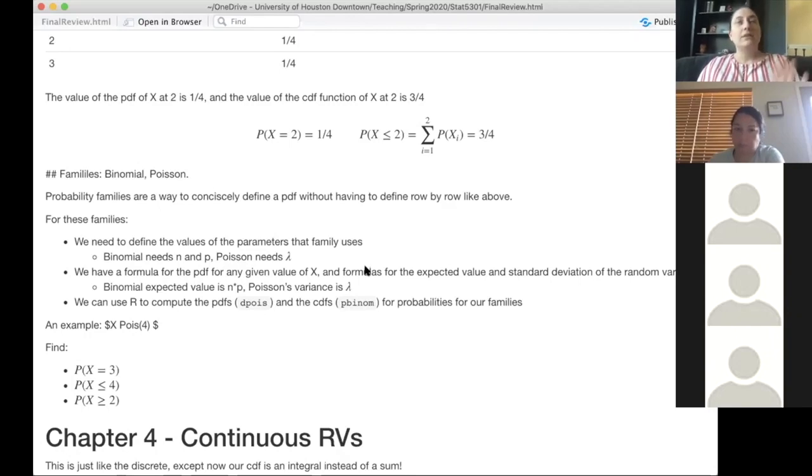We also have the formula for the PMF. We also have a formula for the expected value and the standard deviation of a random variable that follows that distribution. So if our random variable is binomial with N and P, the expected value is N times P. If our random variable is Poisson with some value of lambda, its variance is lambda. We're just able to calculate these things about that random variable. It's just this known quantity.